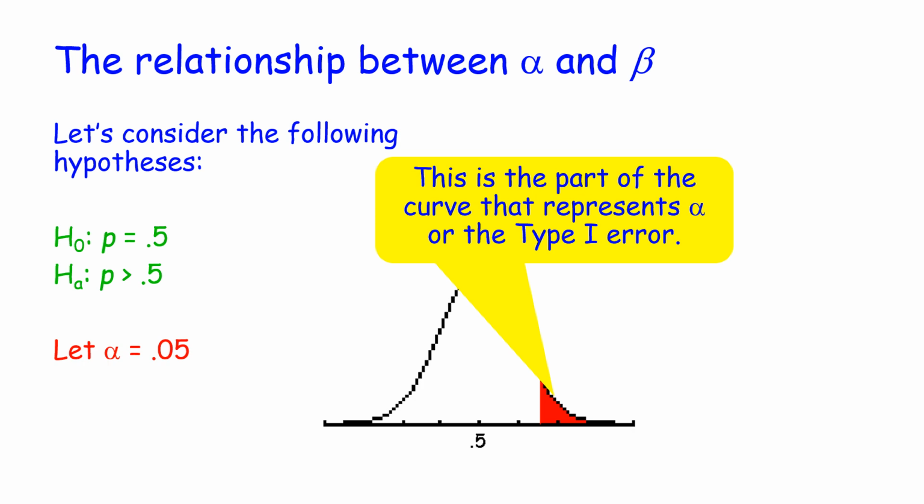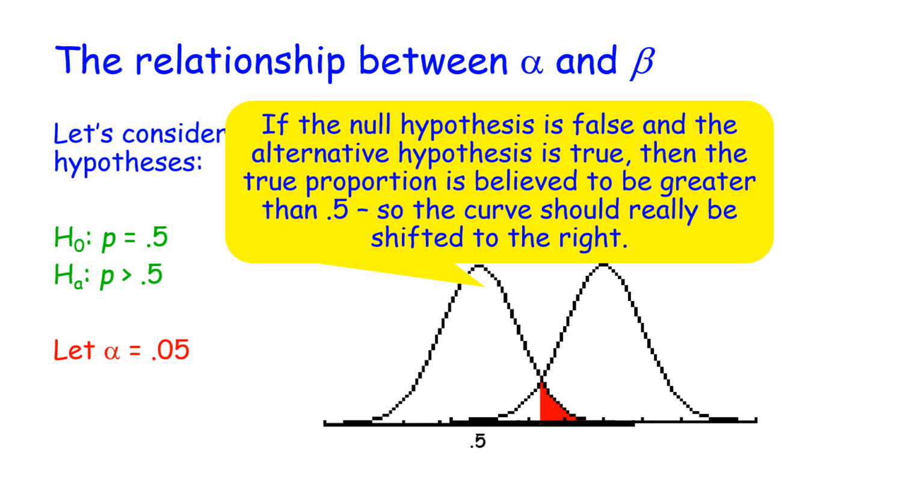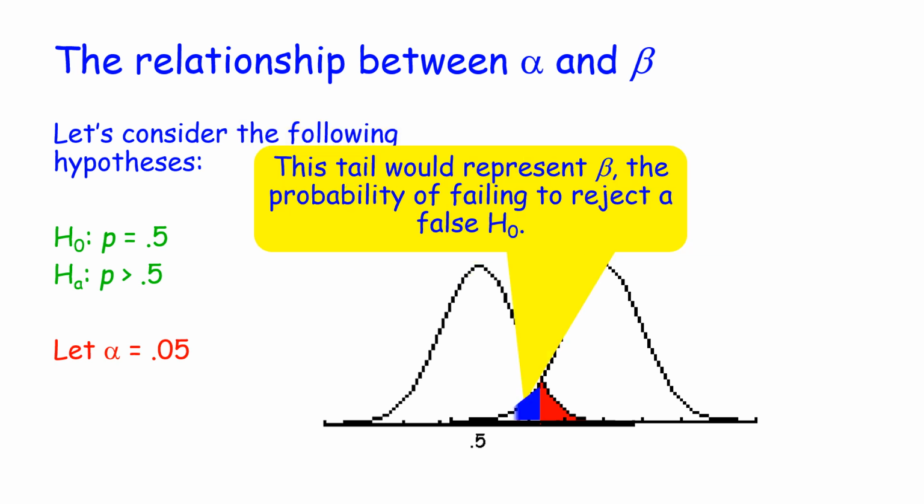Now suppose that this normal curve represents the sampling distribution for p hat when the null hypothesis is true. This is the part of the curve that represents alpha, or the type 1 error. Now if the null hypothesis is false, and the alternative hypothesis is true, then the true proportion is believed to be greater than 0.5. So the curve should really be shifted to the right. And this tail would represent beta, the probability of failing to reject a false hypothesis.